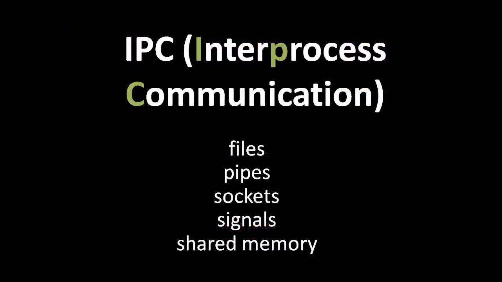IPC, inter-process communication, is an umbrella term for any mechanism of the CPU that facilitates communication between processes. The simplest kind of IPC, files, can be read and written by multiple processes and thus can serve as channels of communication between them. Other mechanisms include pipes, networking sockets, signals, and shared memory, and we'll discuss some of these in the unit on Unix system calls.